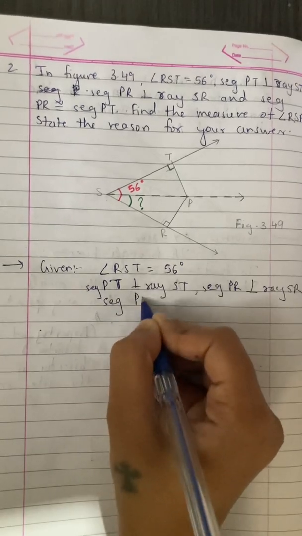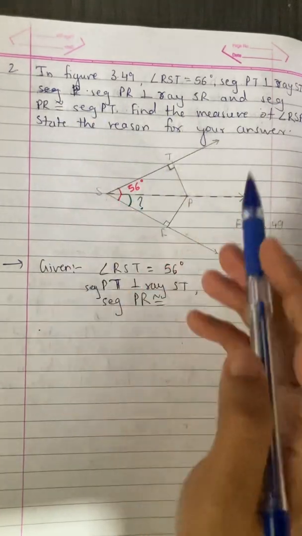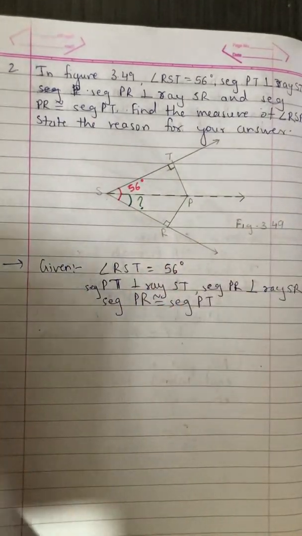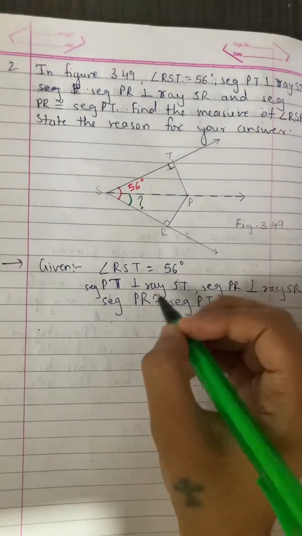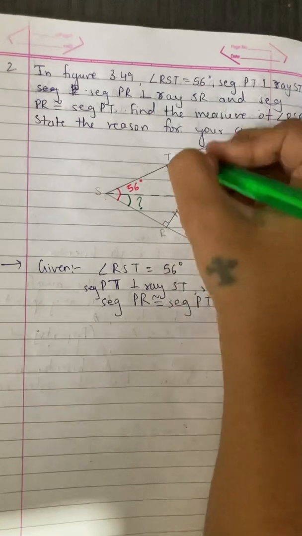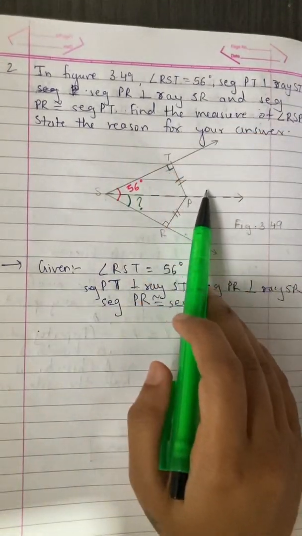Segment PR, that thing we missed. I thought that I had read it, but we missed it. Segment PR is congruent to segment PT. Let us draw it in the diagram also so that it will be clear. Segment PR, this is congruent to segment PT. Here also we are going to use the angle bisector theorem.